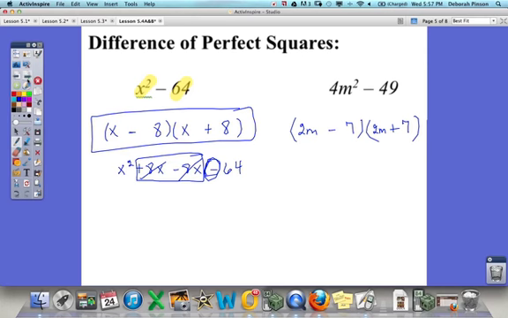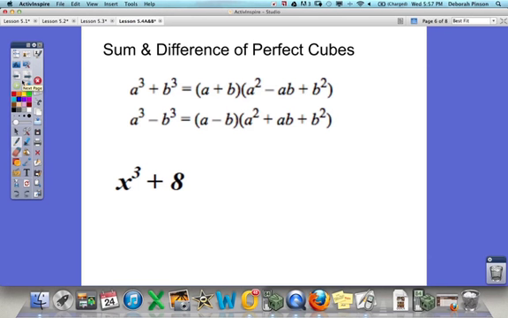Okay, our last kind of special factoring is called the sum and difference of perfect cubes. You probably want to have these equations written down. So pause it if you need to get these written down. On the left-hand side, I'm just telling you whether the perfect cubes is with addition or whether it's with subtraction. The right-hand side is what you're going to plug into.